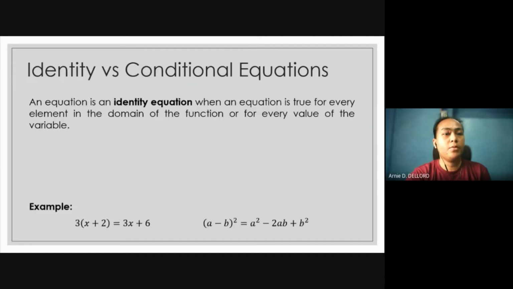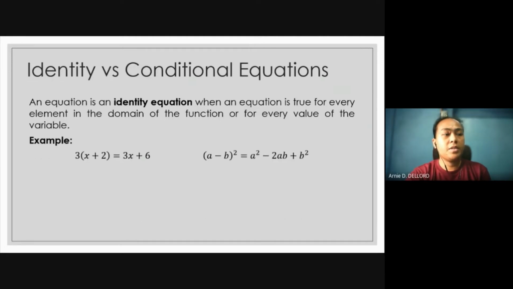Okay? So, for example, we have 3 times the quantity x plus 2 is equal to 3x plus 2. Okay? So, whatever value you substitute for x in this case, the same value comes out on both sides of the equation. We also have the quantity a minus b squared is equal to a squared minus 2ab plus b squared. Okay? So, whatever you substitute for the variables a and b, the value on both sides is the same.